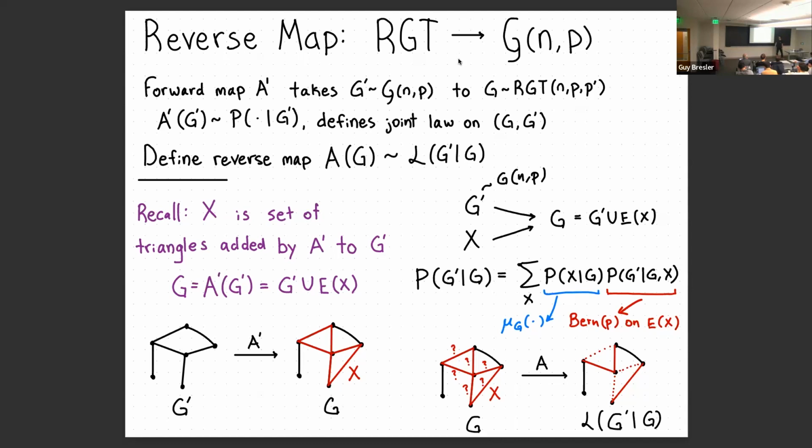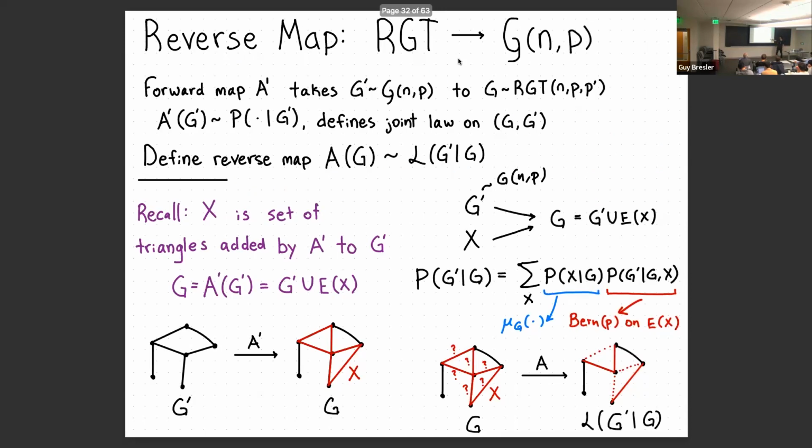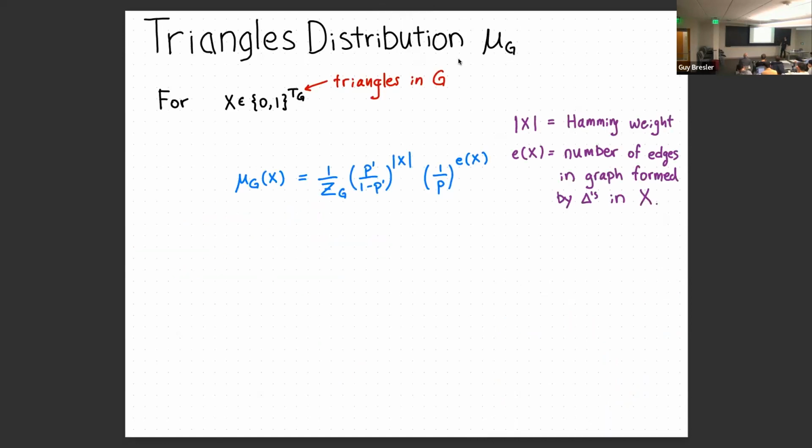This first one is more interesting, and it's something that we're going to call mu G. Okay, so what is this mu G? Mu G is right here. It's a distribution over triangles, right? Given the graph that we had, we're trying to find the distribution over the triangles that were added to give us the graph that we have. Okay, so here's the distribution. It has two factors here. The first factor has to do with the cardinality of the number of triangles, so this is a product portion of the distribution. And then there's this second one, which has this E of X, which is the number of edges formed in the union of X. Okay, so this one couples the different triangles.